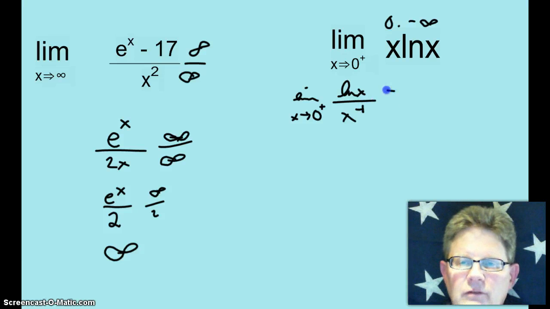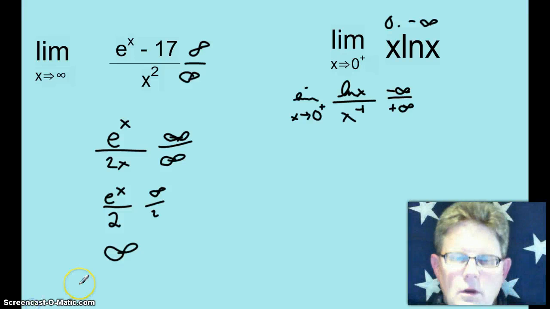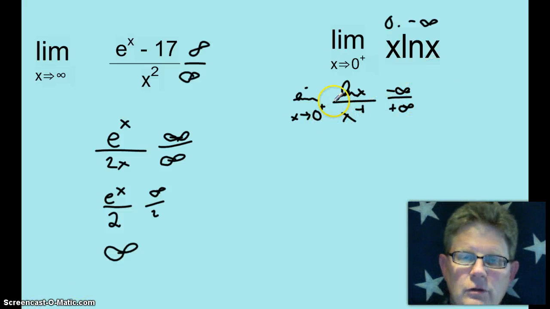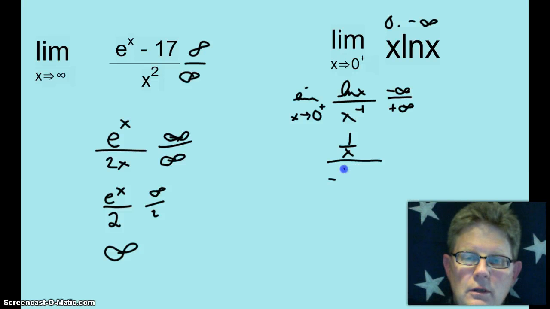And this would be negative infinity over positive infinity. Alright, so since it's negative infinity over positive infinity, we can use L'Hopital's rule. We're going to take the derivative of the numerator, 1 over x. The derivative of ln of x is 1 over x. And the derivative of the denominator, negative 1 times x to the negative 2.